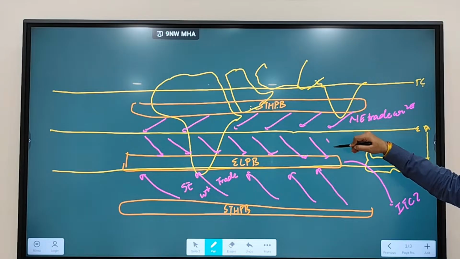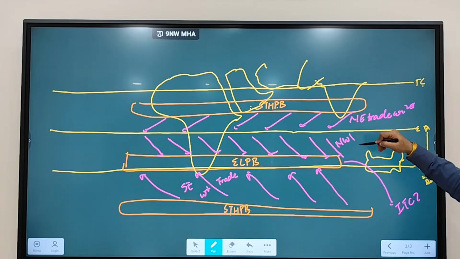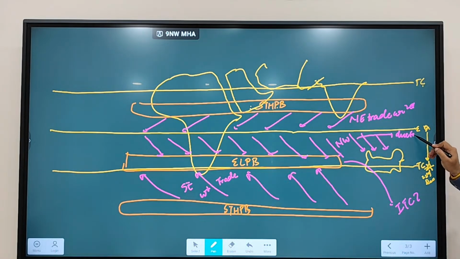It becomes a northwest wind. Fine. So this northeast wind will become northwest due to deflection towards the left hand side in the southern hemisphere. So it becomes a northwest wind.